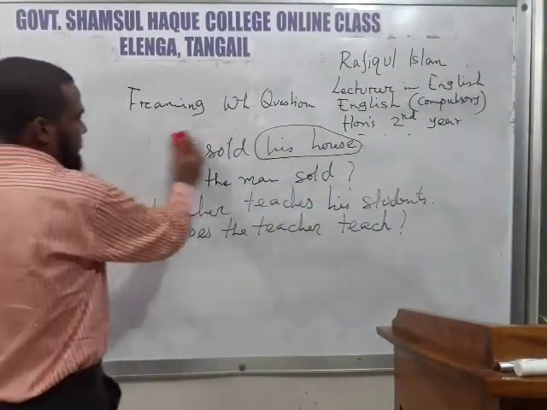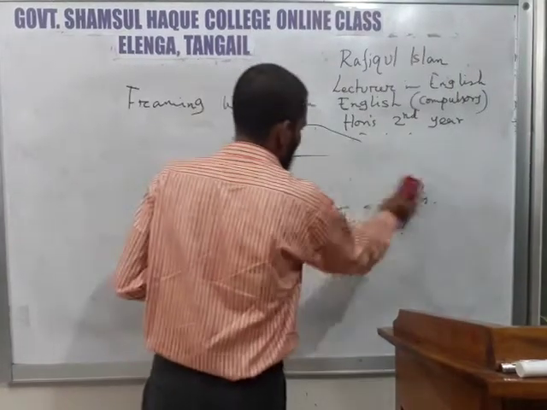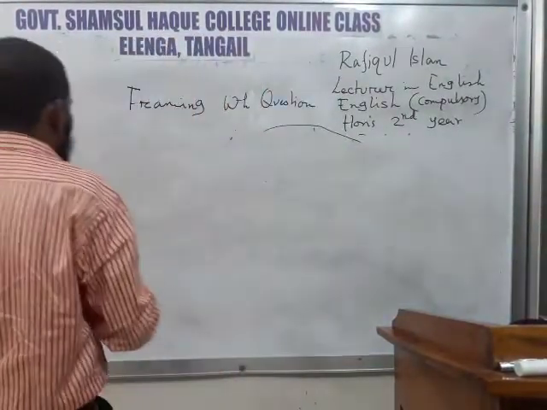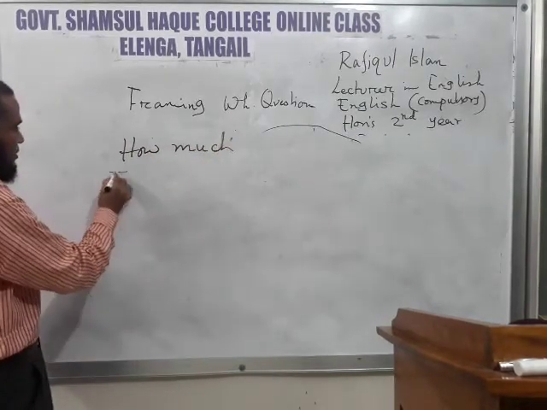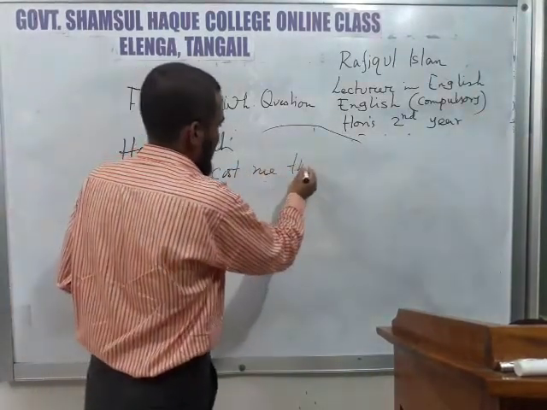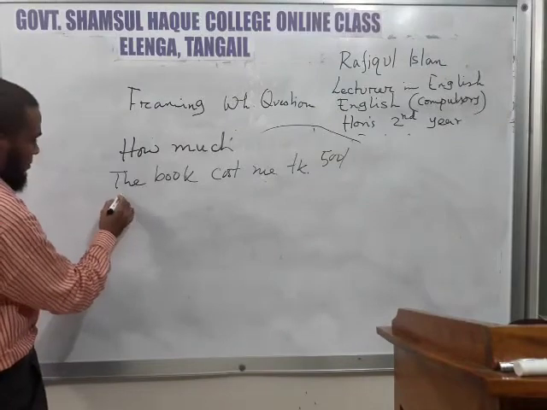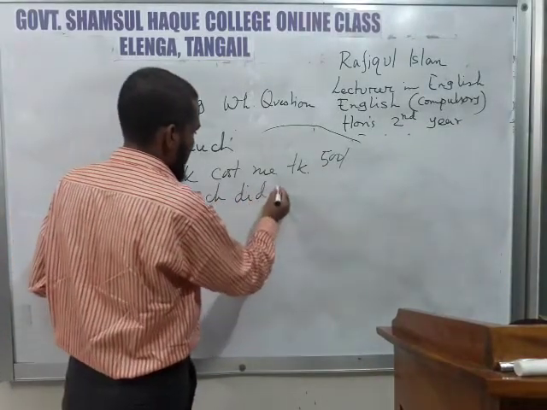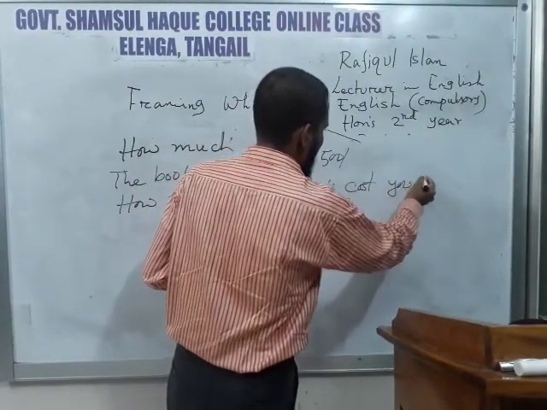Otherwise, in terms of price, in terms of frequency. In terms of price, we use how much. Suppose the book cost me taka 500. The WH question will be how much did the book cost you?